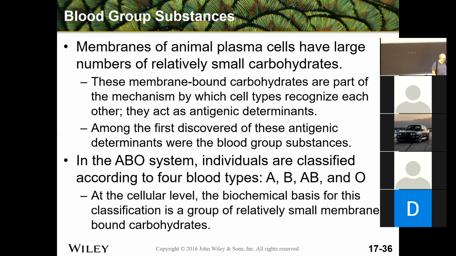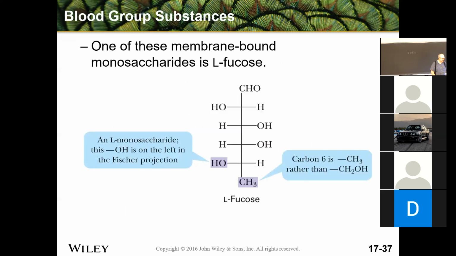Okay, in the ABO system, individuals are classified according to 4 blood types, A, B, AB, and O. At the cellular level, the biochemical basis for this classification is a group of relatively small membrane-bound carbohydrates. One of these membrane-bound monosaccharides is L-fucose.